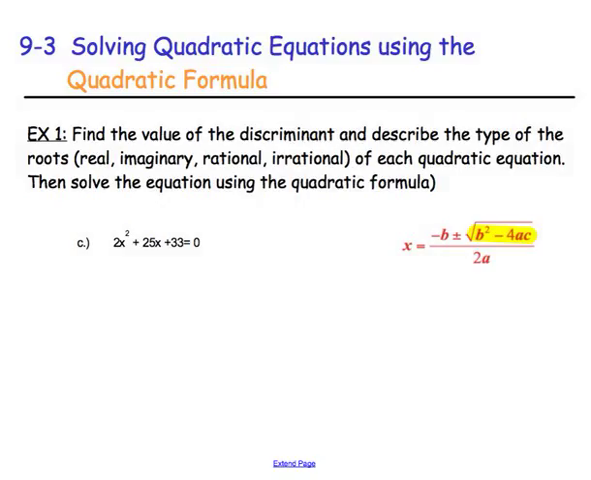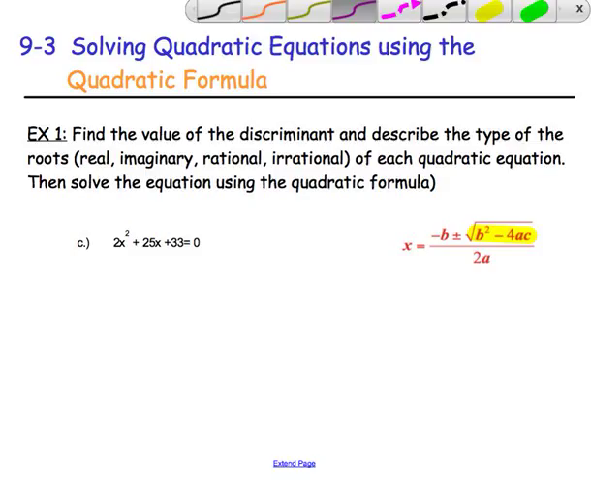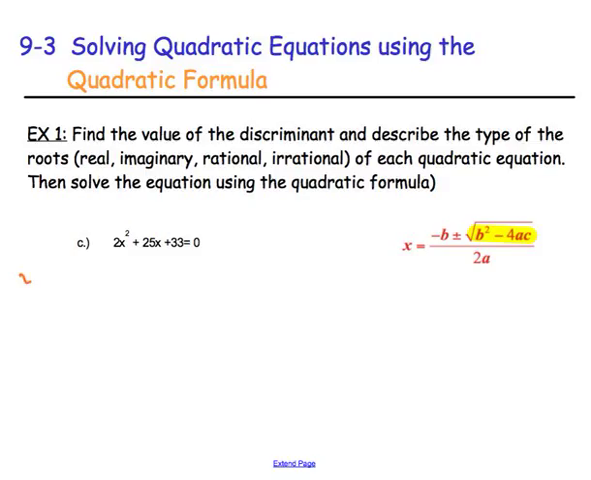Okay, example 1C. We're just going to plug in our values. So x is equal to the opposite of b. Here's b. So b is 25, so we have negative 25 plus or minus the square root of b squared. That would be 625. That's one that I've memorized. 25 squared, 625. Minus 4 times a, which is 2, times c, which is 33.